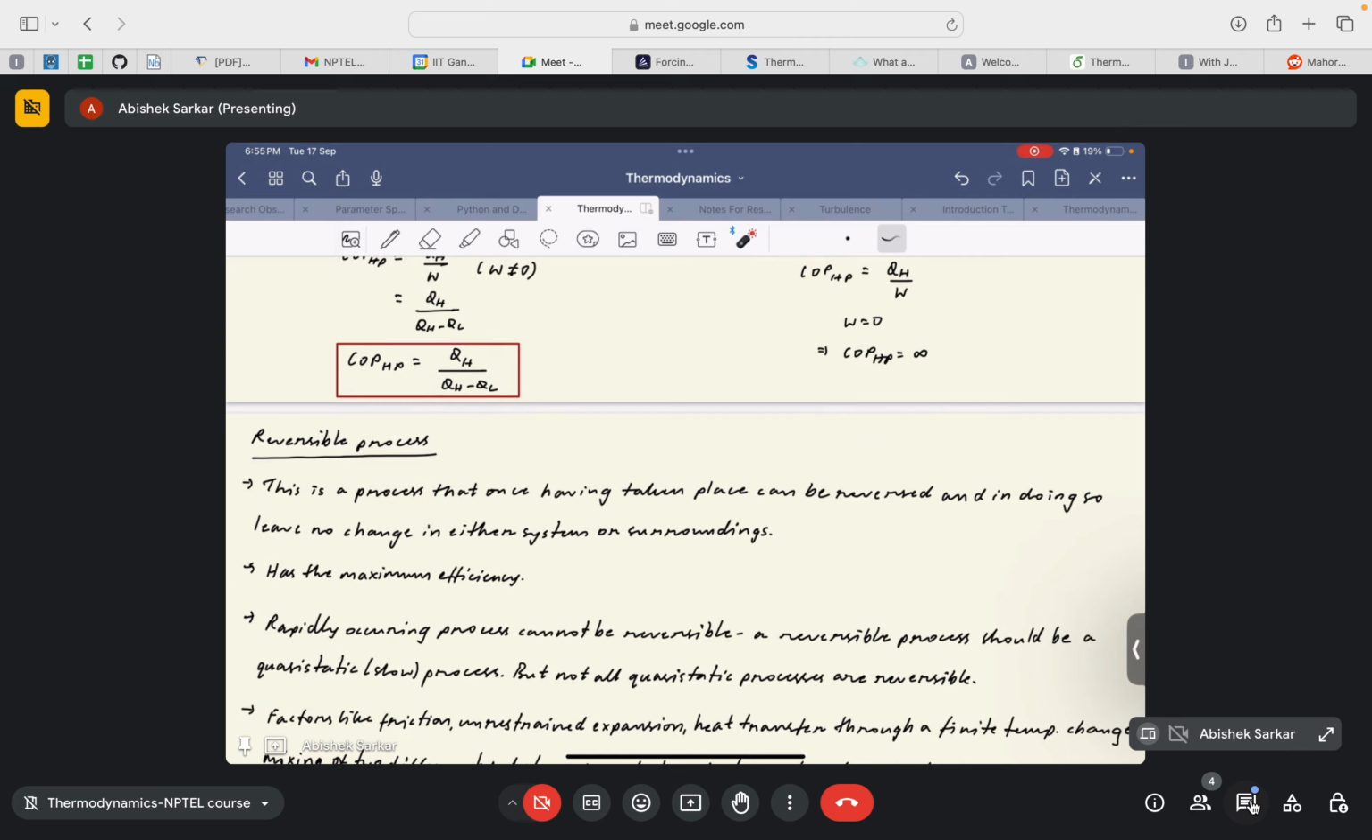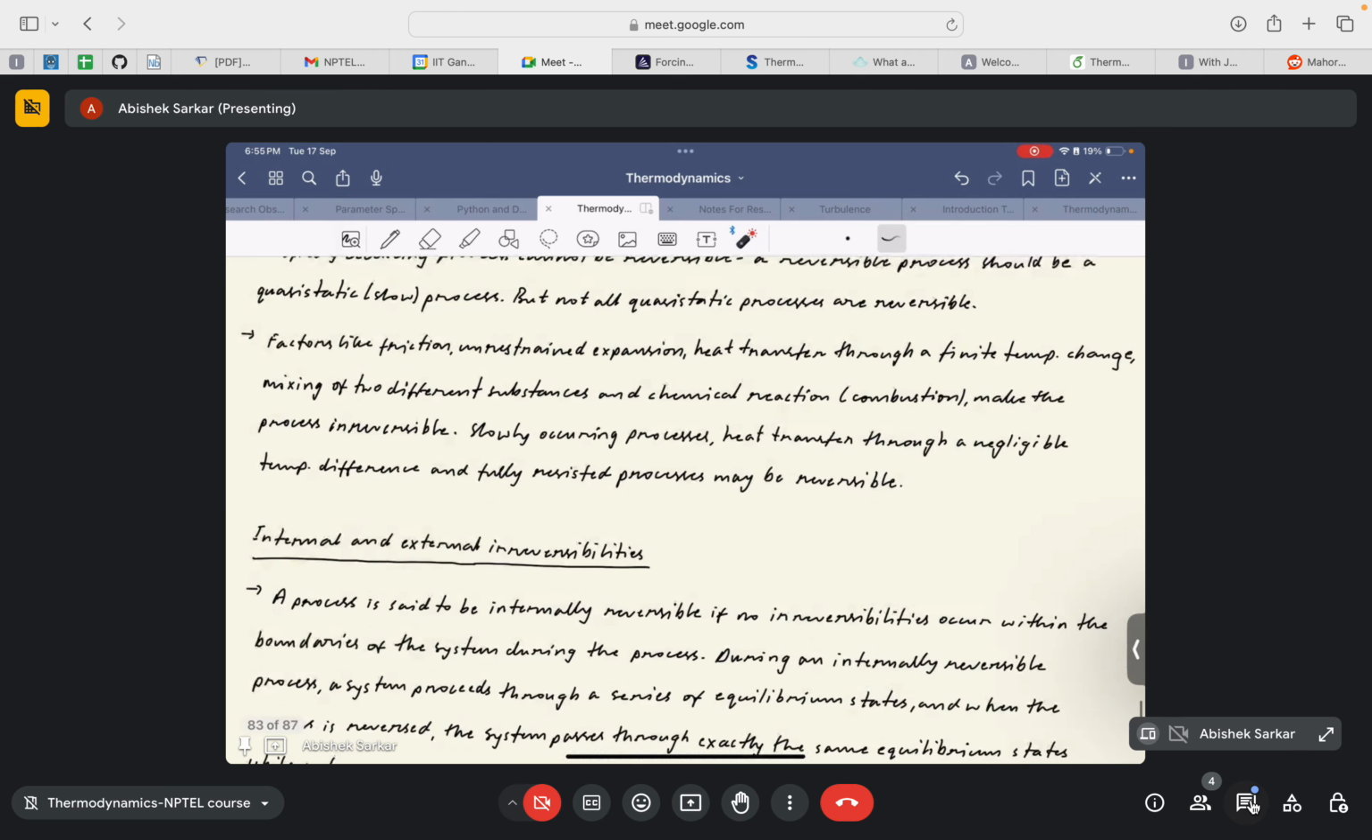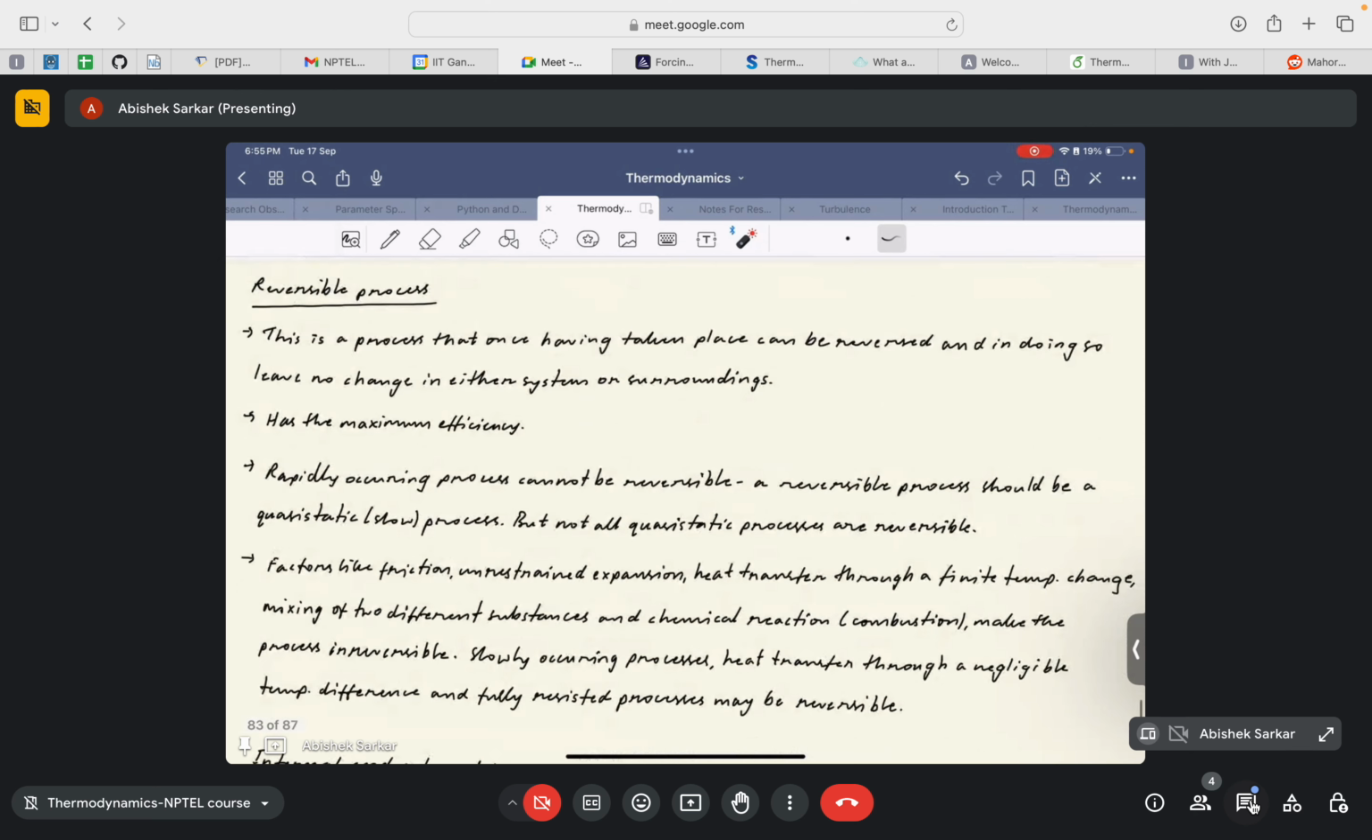Okay, there were discussions about reversible processes and internal and external reversibilities. I will just discuss the reversible process. This is a process that, once having taken place, can be reversed, and in doing so leaves no change in either system or surroundings. I think the definition is self-explanatory, so I'm not going to discuss it thoroughly. If you have any doubt, I guess Professor Anand extensively discussed it in the lectures. I'm saving time for the problems that we need to solve.